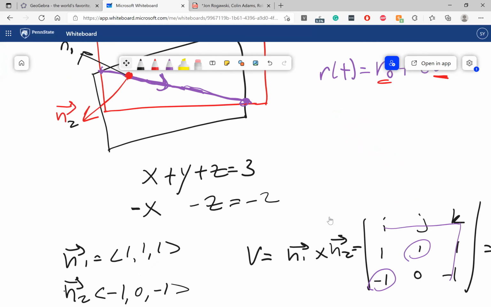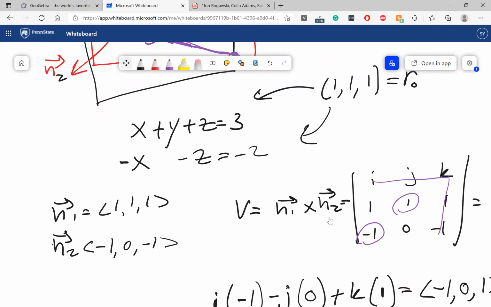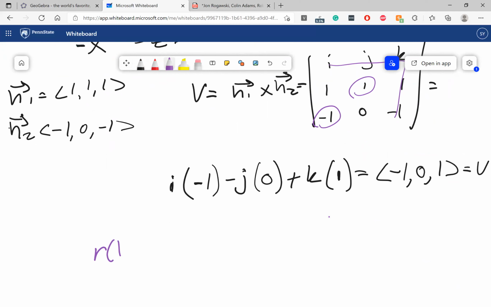Now what is a point on this line, or in the intersection of both of these planes? If we take the point (1, 1, 1), this point is in this equation, right? 1 plus 1 plus 1 is 3. And it's also in this equation: negative 1 minus 1 is equal to negative 2. So (1, 1, 1) is going to be your point r0. And so then r(t) becomes (1, 1, 1) plus t times (-1, 0, 1).